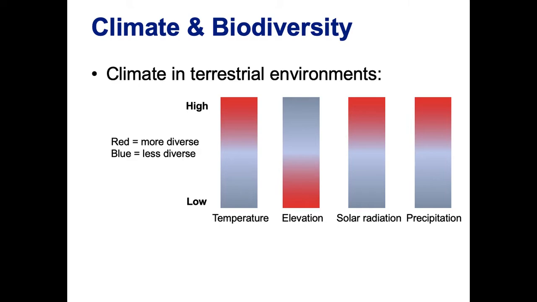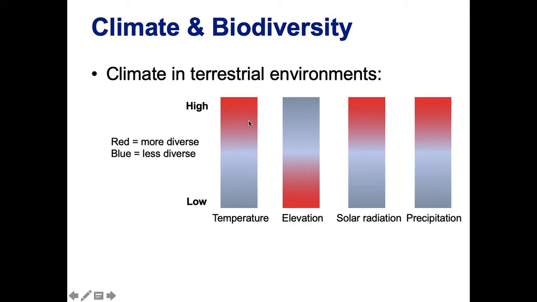So climate. What kinds of climates do you think would promote biodiversity? You're probably thinking about what makes a rainforest unique, since rainforests are so biodiverse. Places that are warmer, places that have more water tend to have more species. So we can see exactly that here.